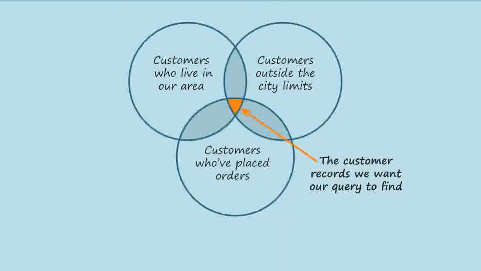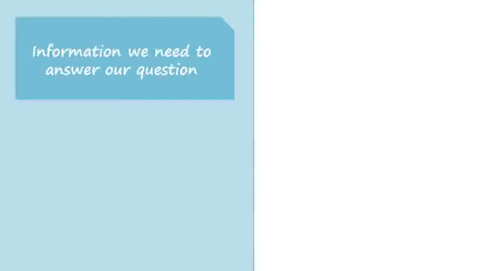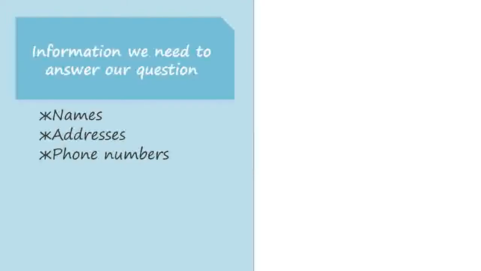So the question that we're trying to answer is, which customers live in our area, are outside the city limits, and have placed an order at our bakery? The second step is to identify the information that we need. We'll need the customers' names and their contact information, and in order to know whether they've placed an order at our bakery, we'll also need to look at the order ID numbers.